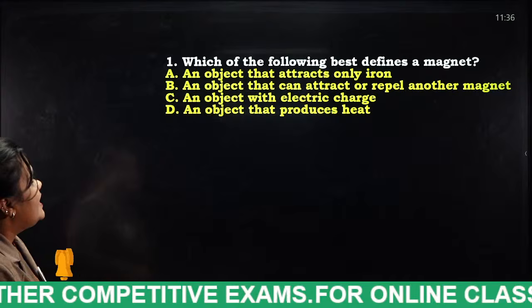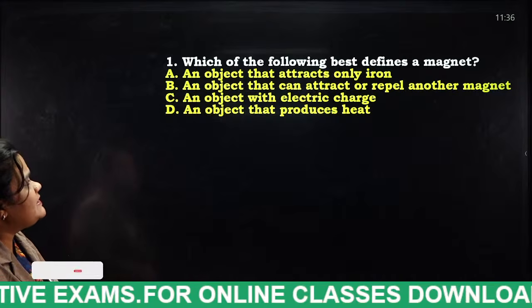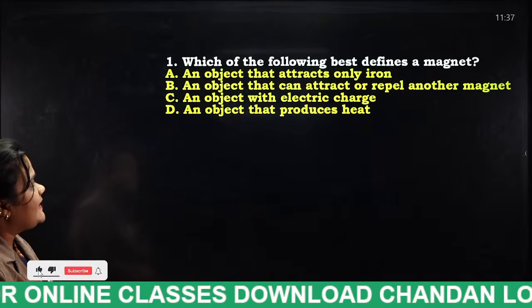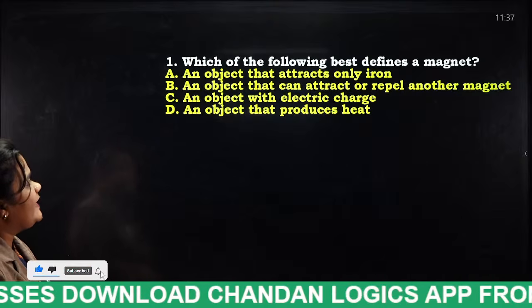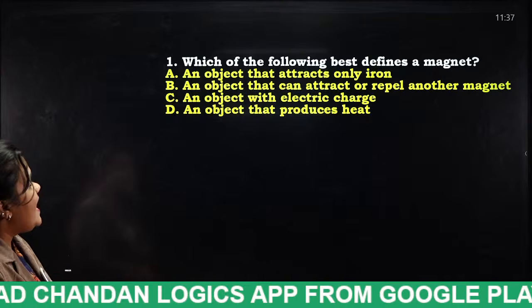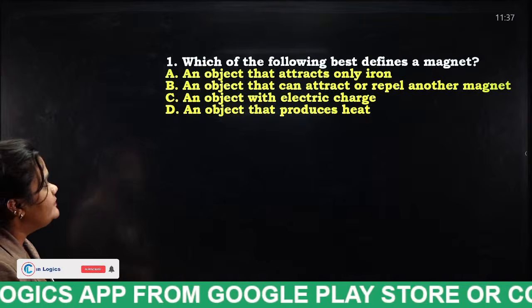Yeah, questions. Which of the following best defines a magnet? An object that attracts only iron, an object that can attract or repel another magnet, an object with electric charge, an object that produces heat.